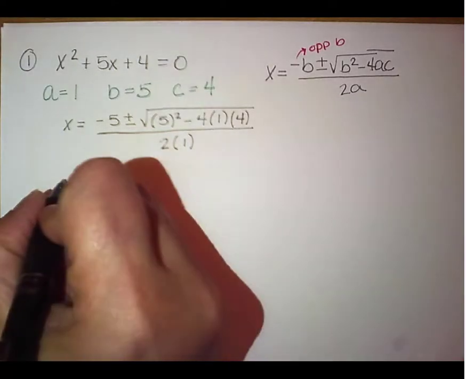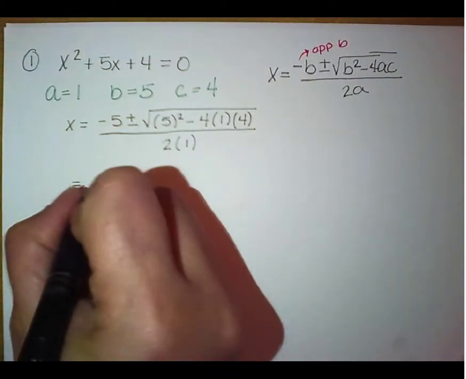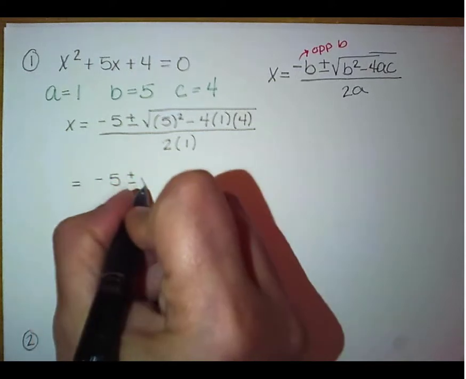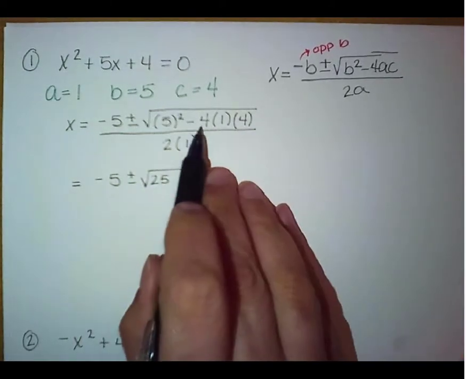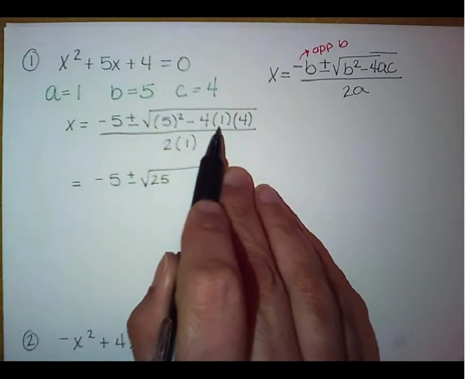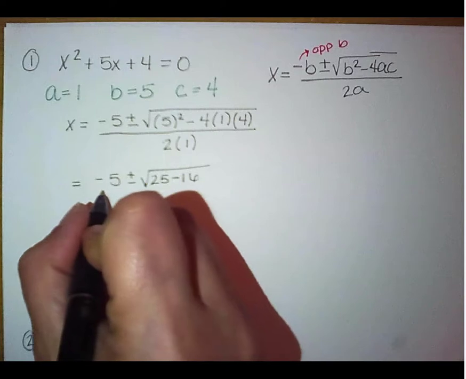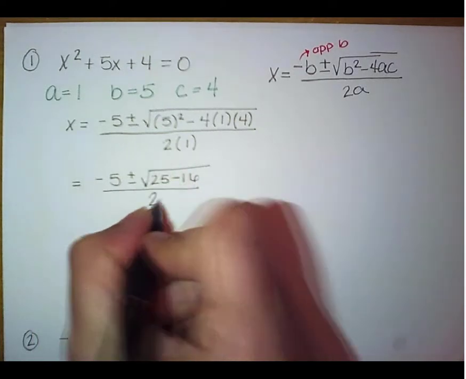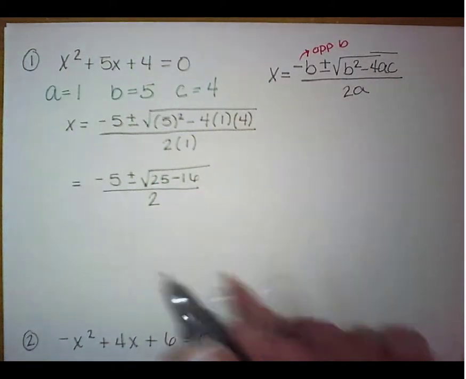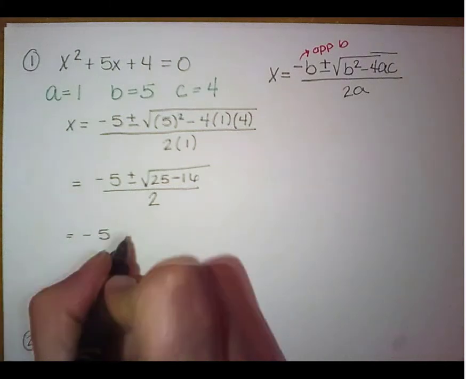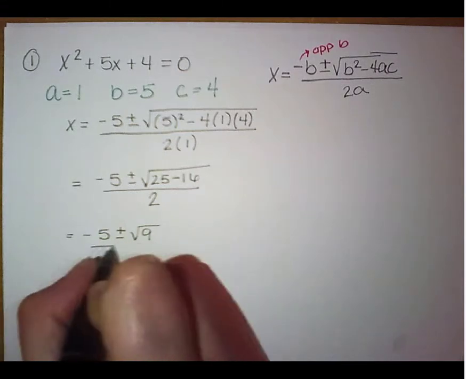So the next thing we want to do is work on the inside here, getting this down to one number. So we're going to have negative 5 plus or minus the square root. 5 squared is 25. And then we're going to do negative 4 times 1, which is negative 4, and negative 4 times 4, which is going to give us a negative 16. Over 2 times 1, which is 2. So again, we're still trying to get this down to one number here. So we're going to do 25 minus 16. That's going to give us negative 5 plus or minus the square root of 9 over 2.